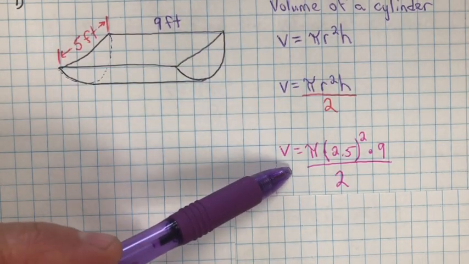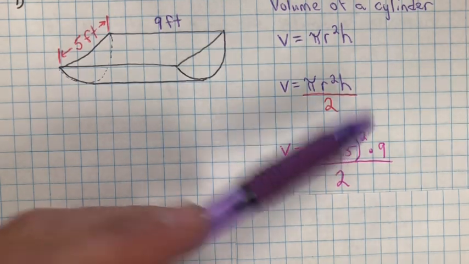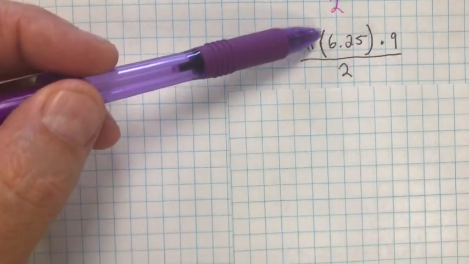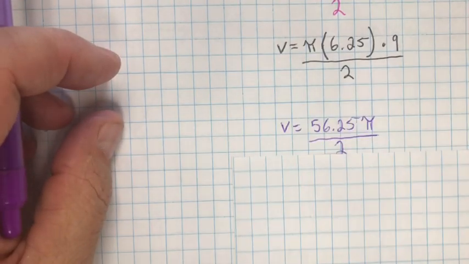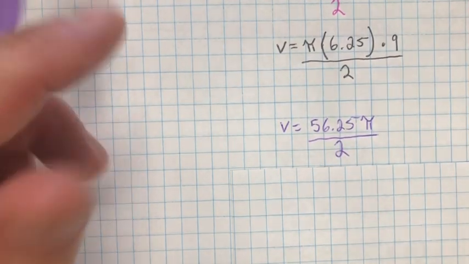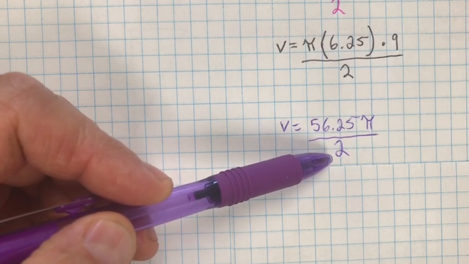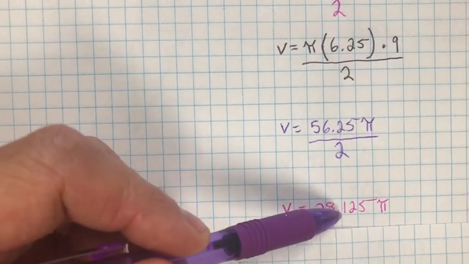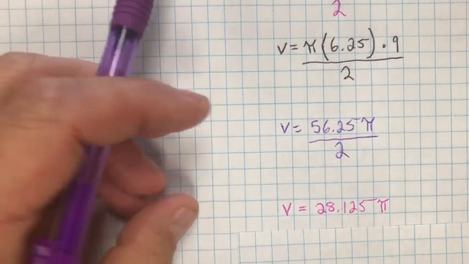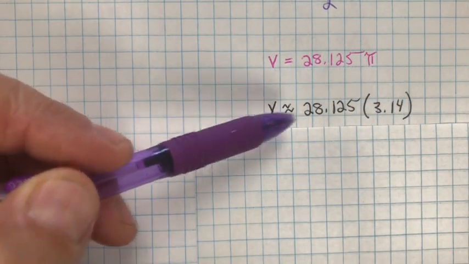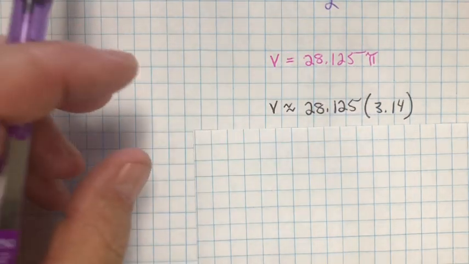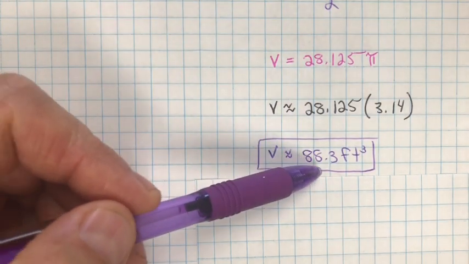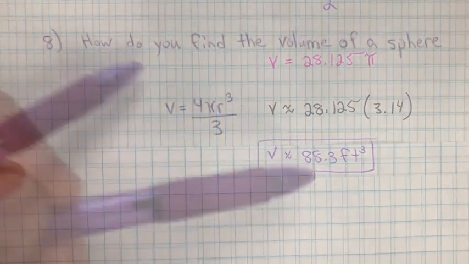So now we're going to simplify this. 2.5 squared is going to equal 6 and 25/100. 6 and 25/100 multiplied by 9 equals 56 and 25/100. Now we're going to divide it by 2 because it's half of a cylinder, which equals 28 and 125/1000 pi. So now I'm going to approximate the value of pi, 3.14, multiply that, and I get the volume is approximately 88 and 3/10 cubic feet.